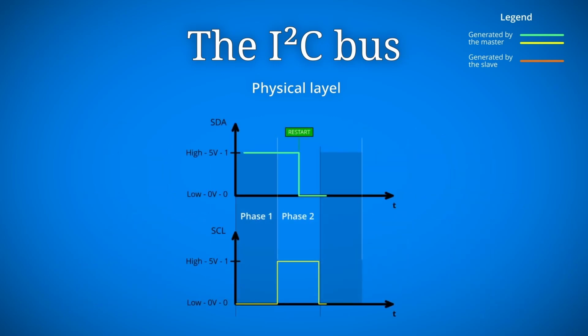The restart signal is generated by the master following a request not ended by a stop signal. The restart signal is done like if the master is sending the data bit 1 by setting SDA in the high state during phase 1, but instead of keeping SDA in the high state during phase 2, the master changes the SDA state from high to low during this phase.